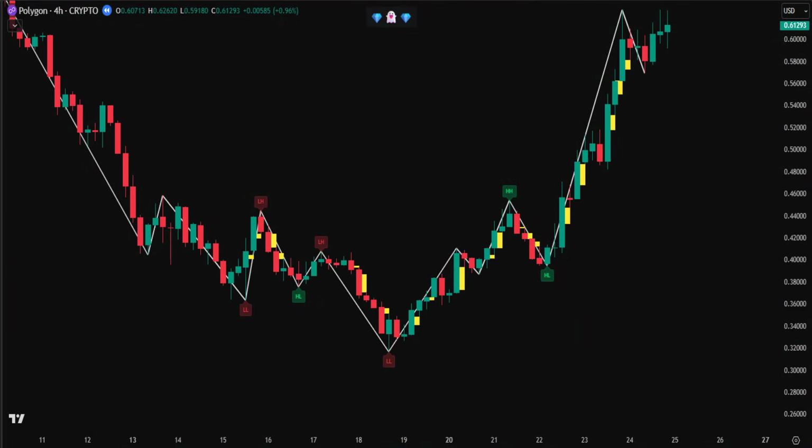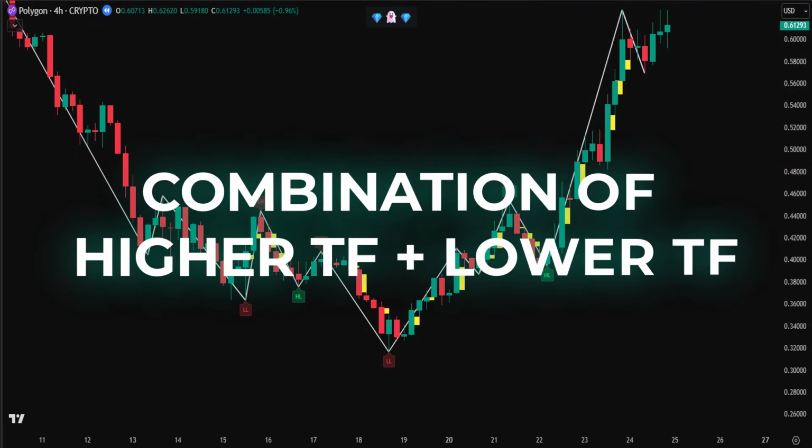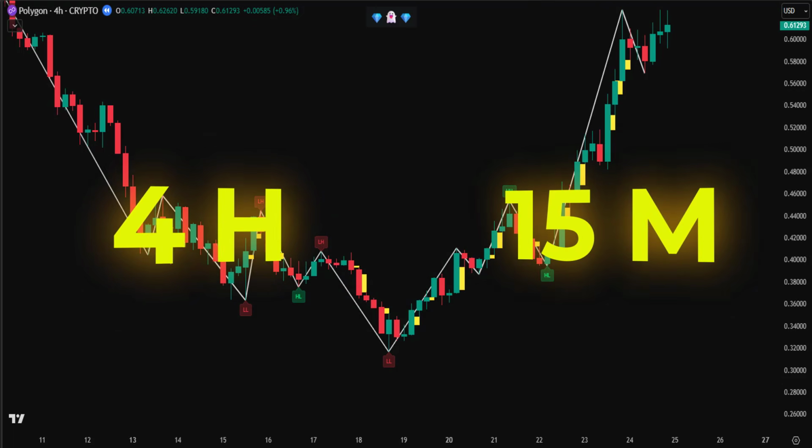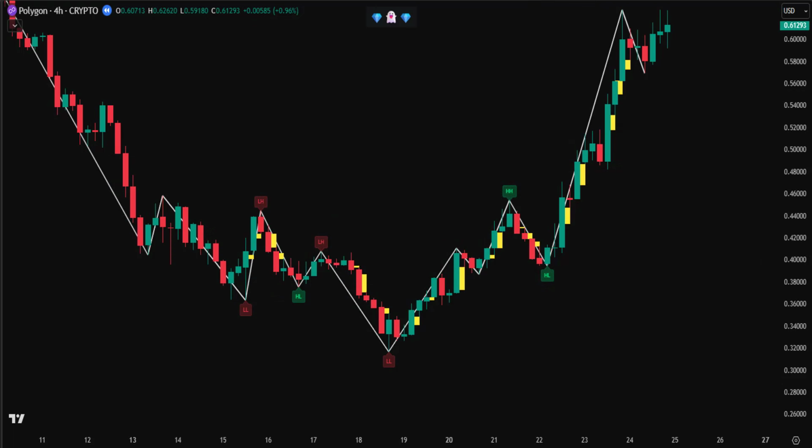Finally, we have an example where we combine a higher time frame with a lower time frame, which helps us find a very strong entry point. In this trade, we will combine the 4 hours time frame with the 15-minute time frame. Here, we have a short setup on Matic against Tether. From the first glance, we can clearly see that we are in a bearish trend, with a possible move down towards 0.31. So let us analyze it step by step again.